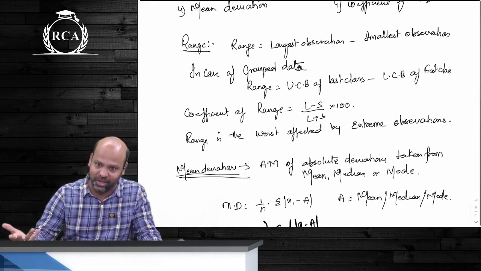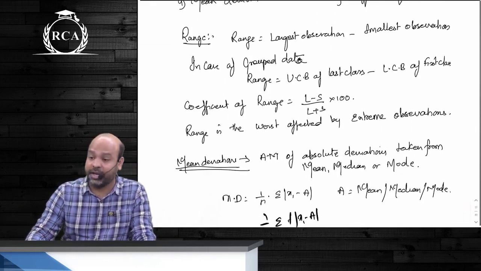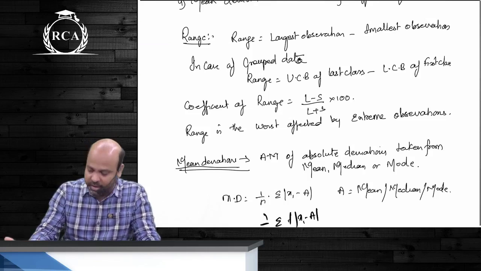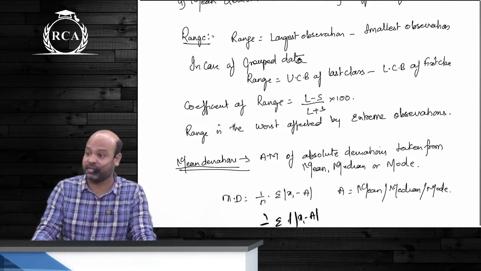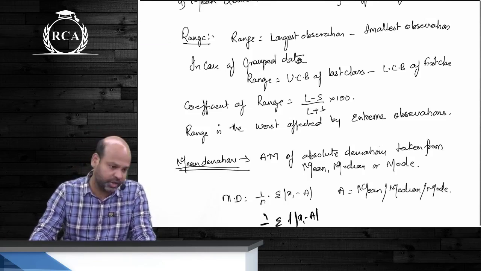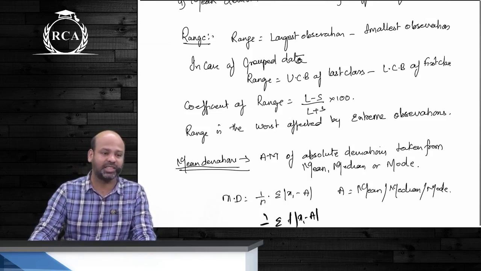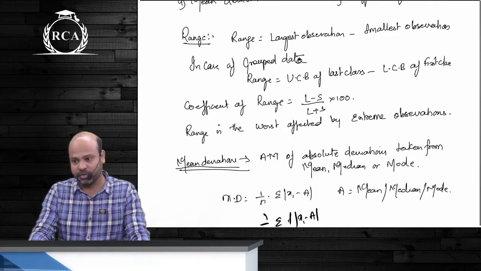Now, the first measure of dispersion, guys, is range. It's the most useless measure of dispersion because it only takes the two extreme values into consideration. Range is the difference between the largest observation and the smallest observation.